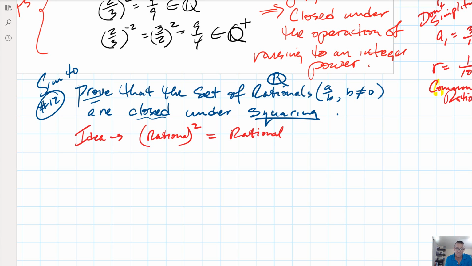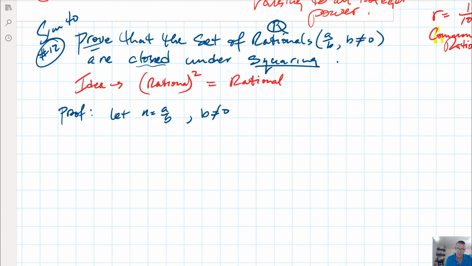Now, we talked about proofs with adding, subtracting, multiplying, dividing, but guess what? There are other operations like squaring, cubing, taking something to the fourth power. It doesn't really matter. There are many different ideas. All right, so here we go. Let's state the proof. You let n equal a over b, where b is non-zero. You don't need two fractions, guys. You just take a fraction, a rational number, and then you square it and make sure it is rational.